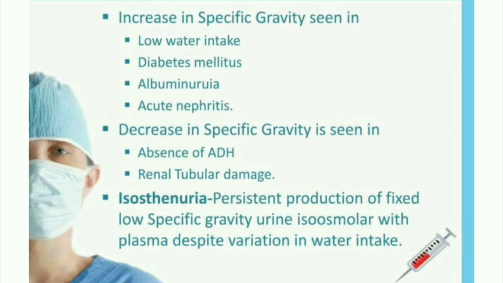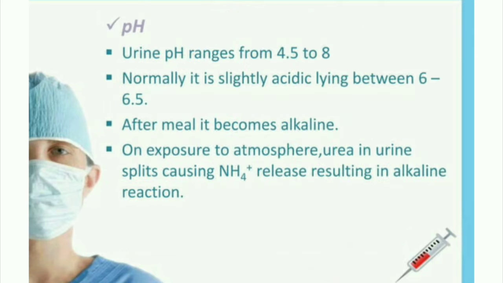Increase in specific gravity is seen in low water intake, diabetes mellitus, albuminuria, and acute nephritis. Decrease in specific gravity is seen in absence of ADH and renal tubular damage. Isosthenuria is persistent production of fixed low specific gravity urine, isotonic with plasma despite variation in water intake.